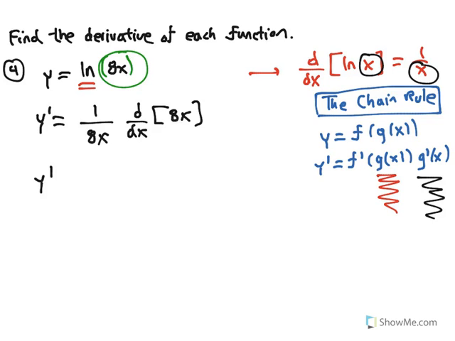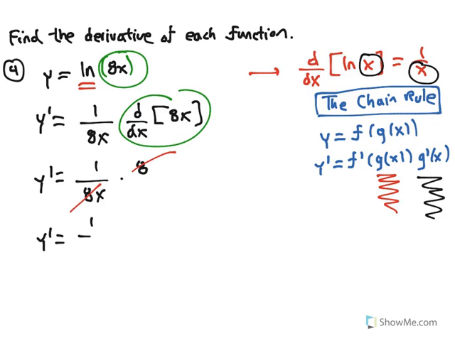That's the chain rule. And then you get this derivative is equal to 8. So you get 1 over 8x times 8. And of course, this 8 will cancel with the 8 in the denominator, and you get y prime is equal to 1 over x. There's another way in which this problem could have been done, and if you do it this way, you avoid having to use the chain rule.